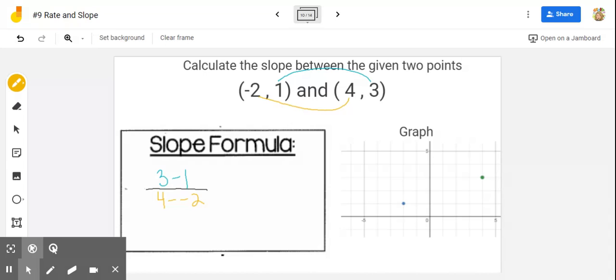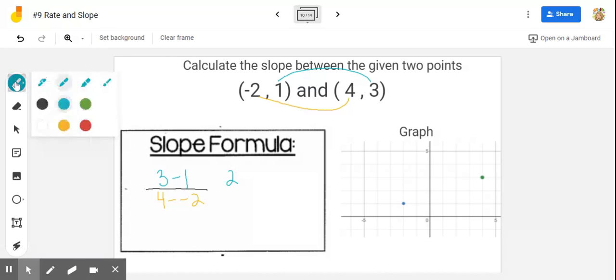Now, if I type that into my calculator, 3 minus 1 literally is 2, and 4 minus a negative 2 becomes a positive 6. Now, you guys can leave that slope as 2 over 6, or you can also reduce that, but be careful. 2 goes into 2 once, and 2 goes into 6 3 times. So you can reduce that slope and get it down to 1 divided by 3.